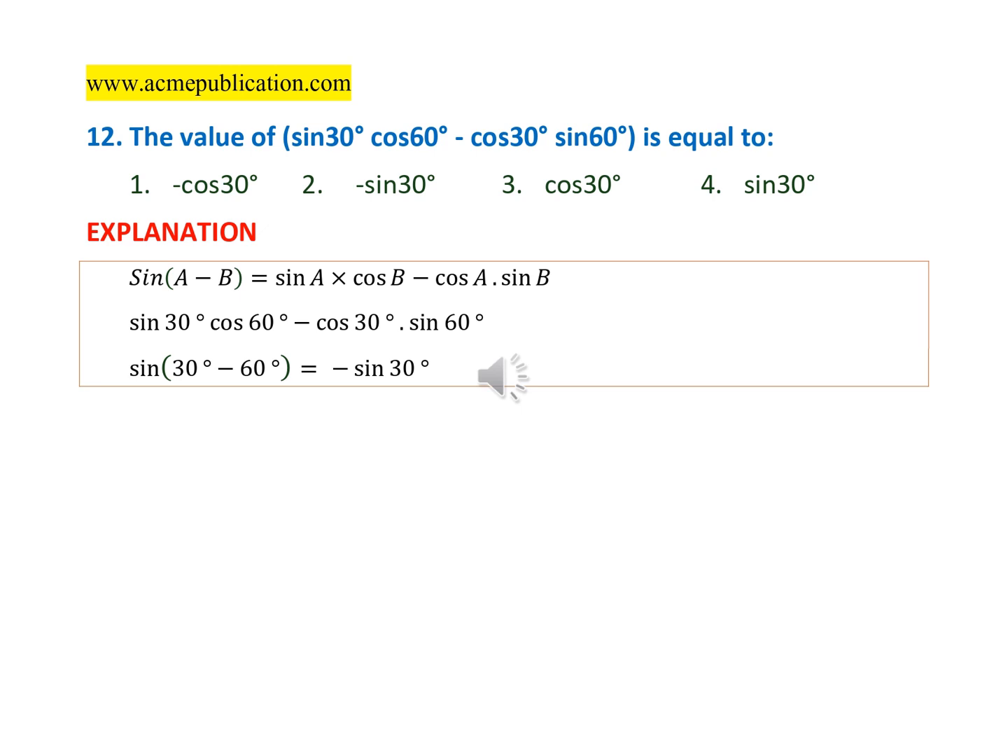The value of sine 30 cos 60 minus cos 30 sine 60 is equal to, by taking the trigonometric identity, sine A minus B is equal to sine A cos B minus cos A sine B. We will get sine 30 minus 60, and the solution will be minus sine 30.